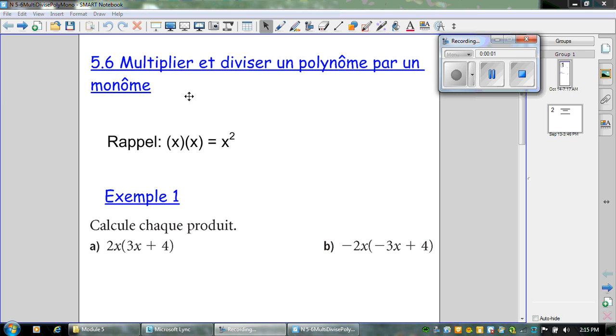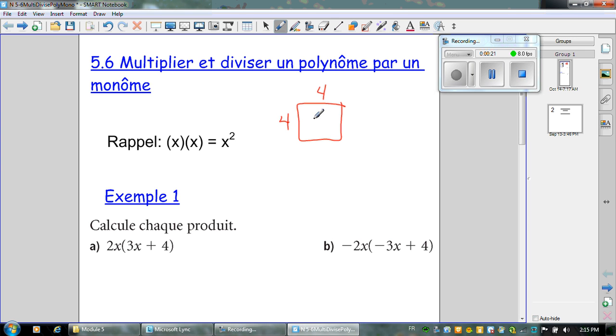Section of polynomials, and it's multiplying and dividing a polynomial by a monomial. So just a quick refresher, remember that if I'm multiplying the same thing by itself, it's just using repeated multiplication, it becomes squared. So it's the same idea if I have a square and the dimensions would be 4 times 4. We know it's 16, but you can also write it as 4 squared. And we're going to use this when multiplying variables together because we don't know what x is. So instead of writing x times x, we're just going to write x squared.